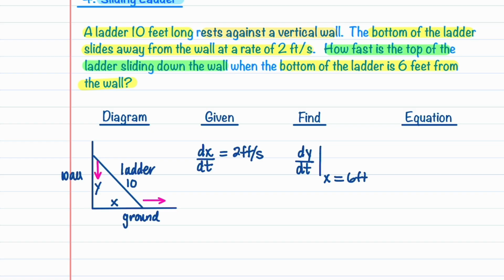And then now we have to find an equation. We need to find an equation that is going to relate x and y. We have a triangle, and this angle is 90 degrees, so we can say that x squared plus y squared is equal to 10 squared. We'll go ahead and put that this is x squared plus y squared is 100.